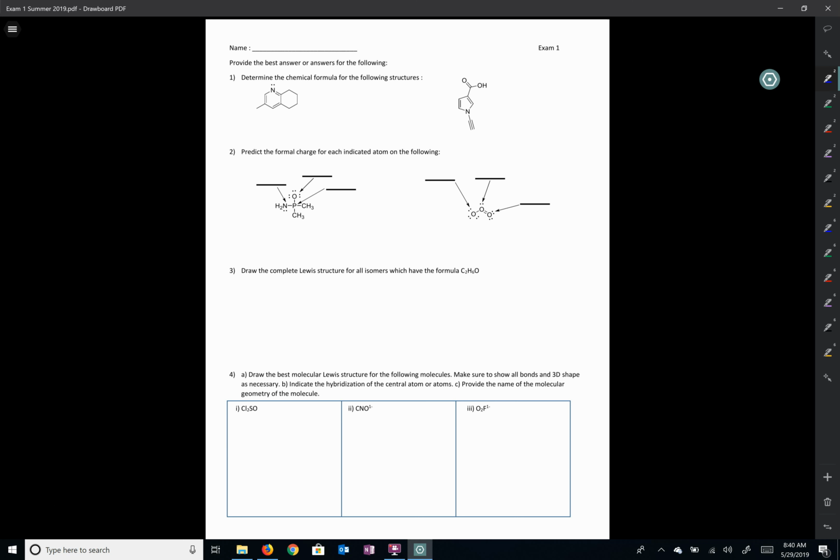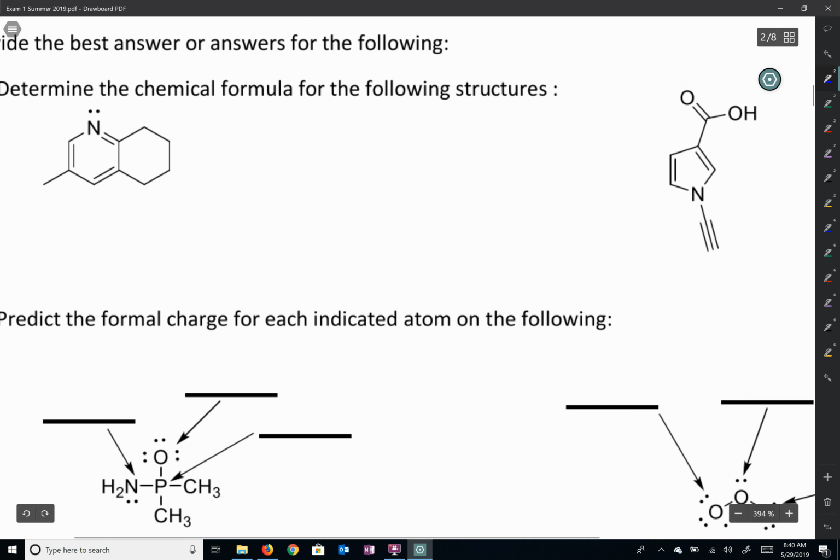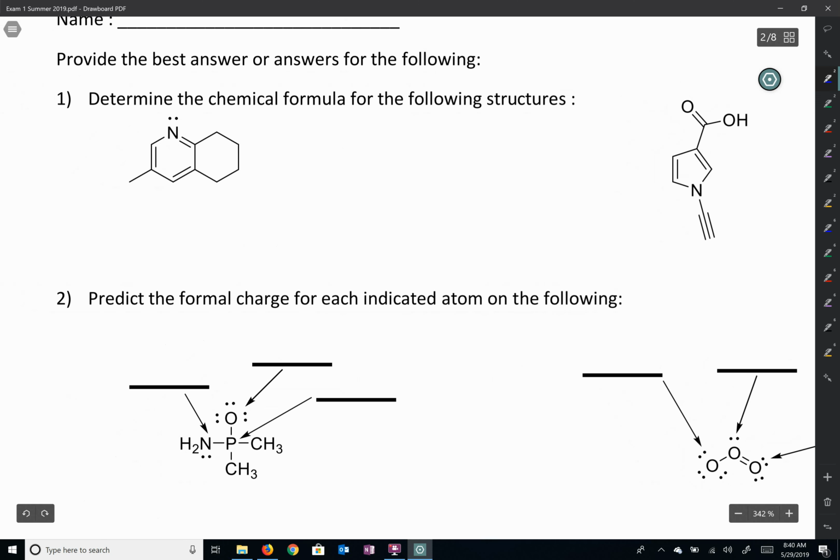Okay, so let's go through exam number 1 here for the summer semester and see if we can come up with the answers. All right, so we'll look at number 1 of page 1. So it's just asking for the chemical formula. The easiest way to approach this, or I should say one way to approach this, right?